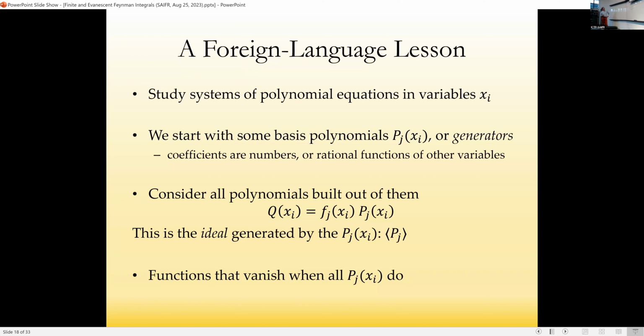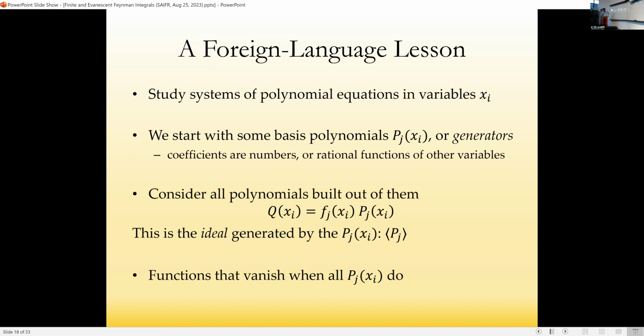And we want to consider all polynomials that are built out of these by multiplying by other polynomials. So the Qs again are polynomials. You take some arbitrary polynomial in the same variables and multiply them by your generators. The set of all those polynomials is called the ideal generated by the P sub j.